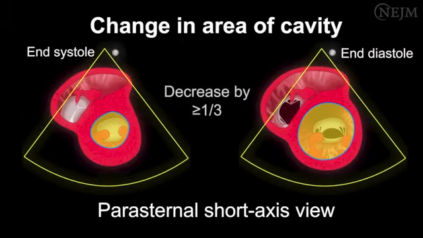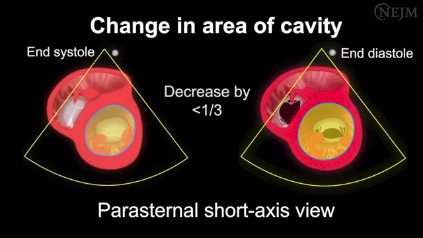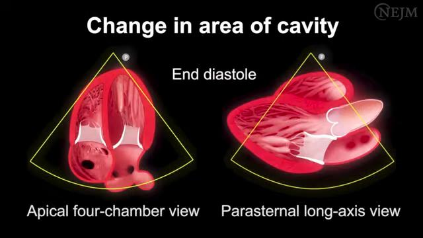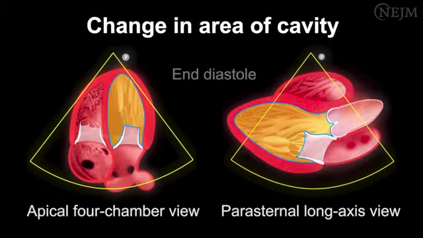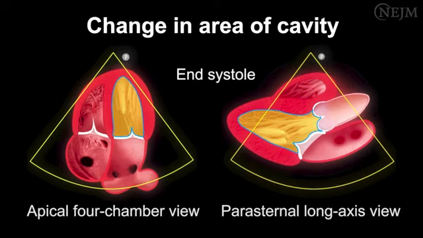A decrease by at least 1/3 indicates normal left ventricular systolic function, whereas a decrease by less than 1/3 suggests severely reduced function. The change in the area of the cavity should also be evaluated in the apical four-chamber and parasternal long axis views.